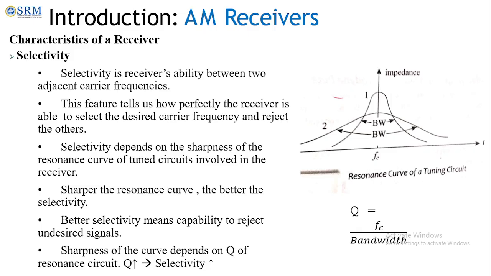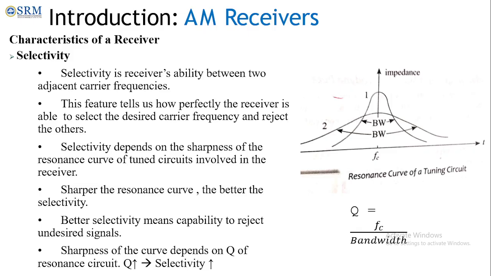The sharpness of the curve depends upon the Q of the resonance circuit. Q means quality factor. As the quality factor increases, the selectivity increases. We know the formula for the quality factor: Q is equal to Fc divided by bandwidth, where Fc is the center frequency. So if the quality factor increases, the bandwidth decreases.